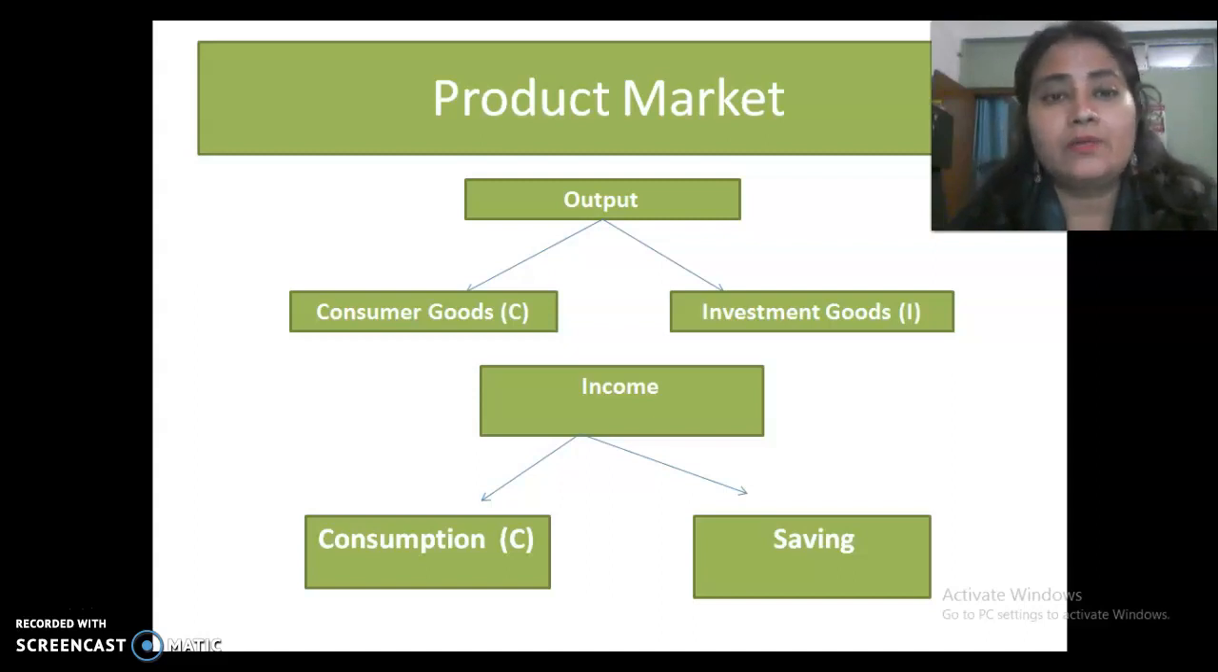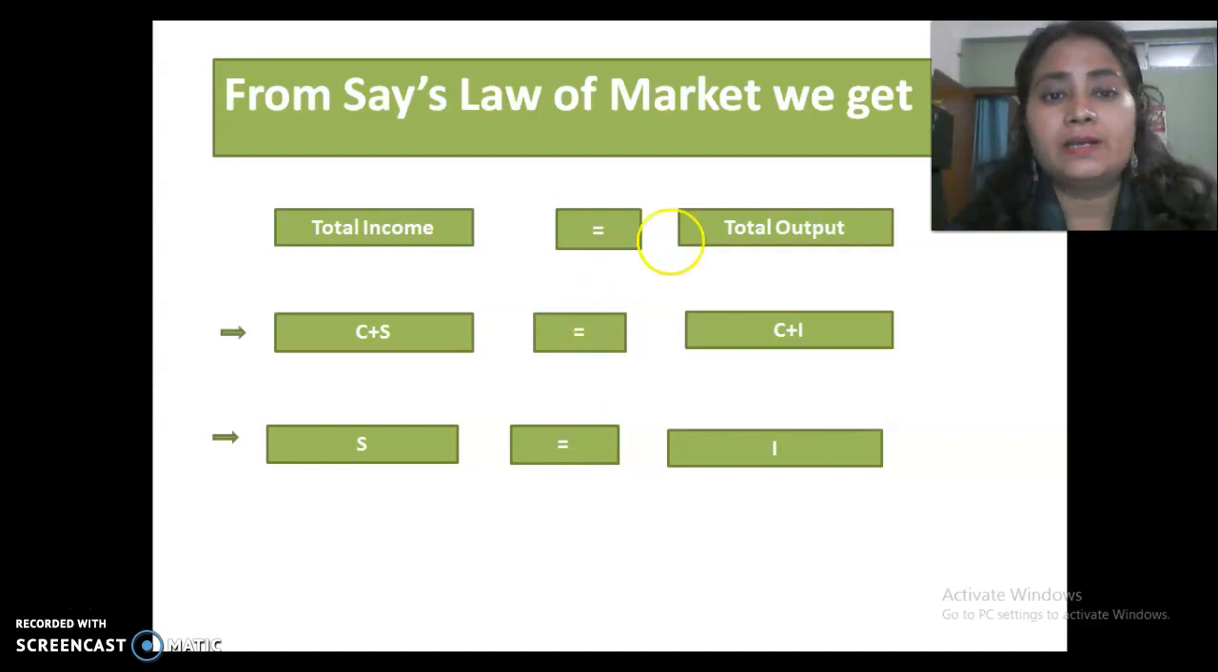According to J.B. Say, in the market there will be equilibrium: total income will be equal to total output. Then the total income, that means consumption plus savings, will be equal to consumption plus investment. And we cancel out the consumption from both sides of the equation, and what we get is saving equal to investment. So equality between savings and investment is a basic condition of equilibrium in the product market.